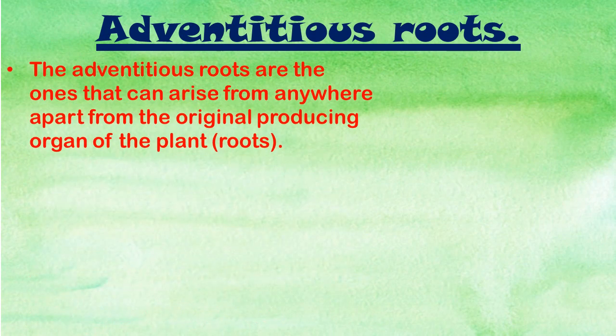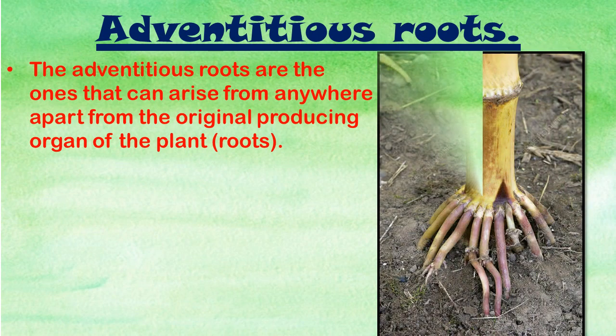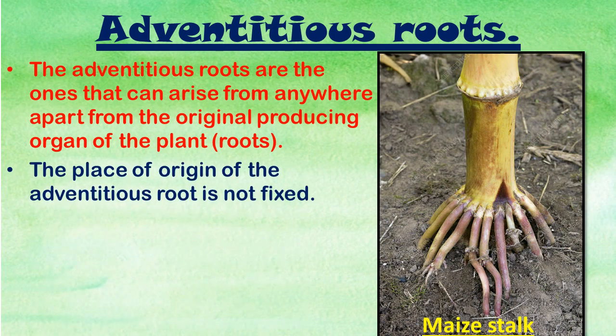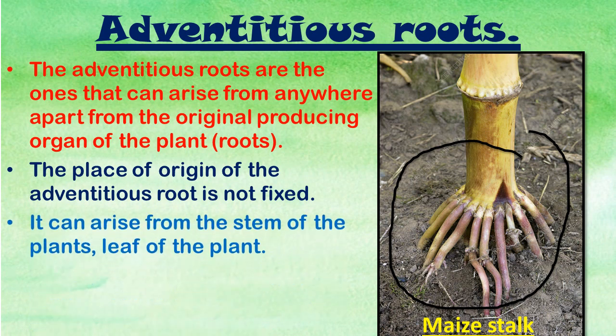Okay, now next are adventitious roots. Now what are these? Students, adventitious roots are the ones that can arise from anywhere apart from the original root-producing organ of the plant. So these roots can arise from any part of the plant apart from the roots. That means here you can observe in the maize plant, the maize stalk, the place of origin of adventitious roots is not fixed. They can grow anywhere in the plant, and can arise from the stem or leaf of the plant.